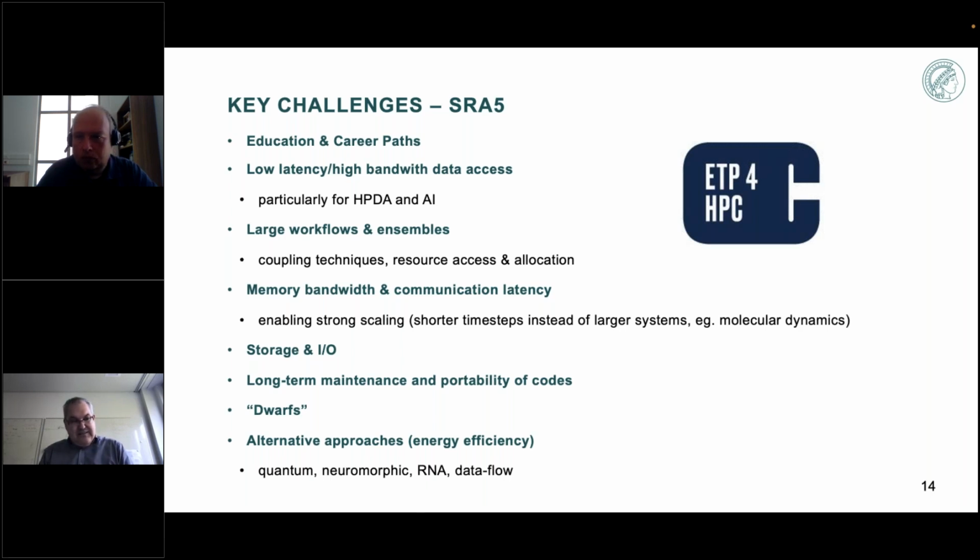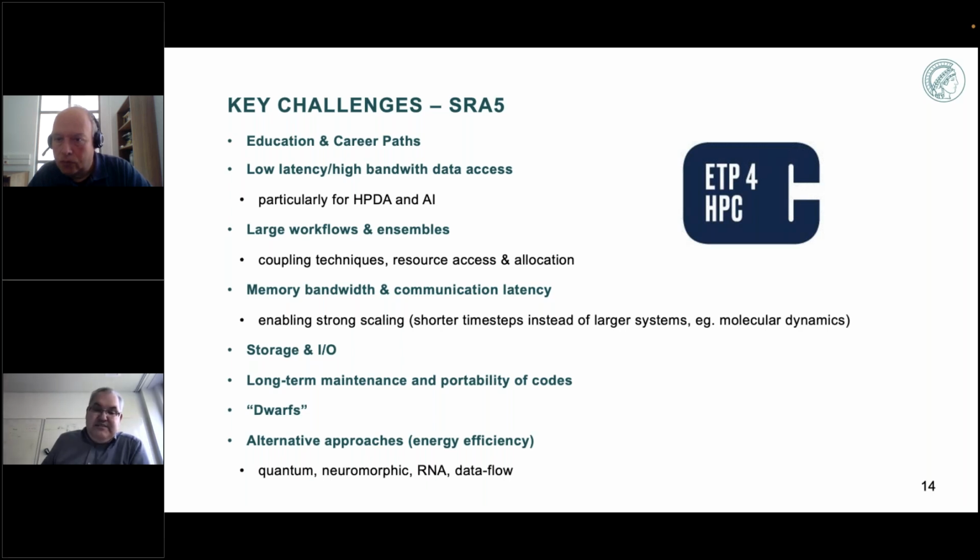We need to get overhead as much as possible out of the way, which mostly is memory bandwidth and communication latency. If we need to get to stronger scaling, like in molecular dynamics, where we need shorter time steps instead of larger systems. The storage and I/O of increasing data sizes is starting to be an issue. So we need more efficient systems there, and also Manolis has already alluded to in situ approaches, for instance.